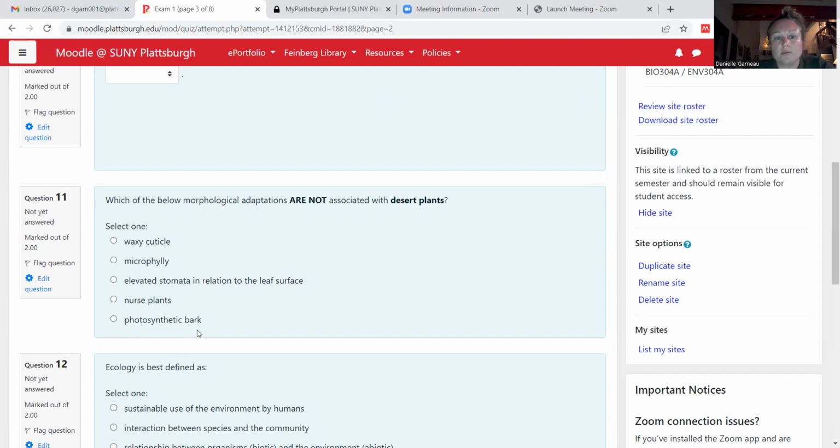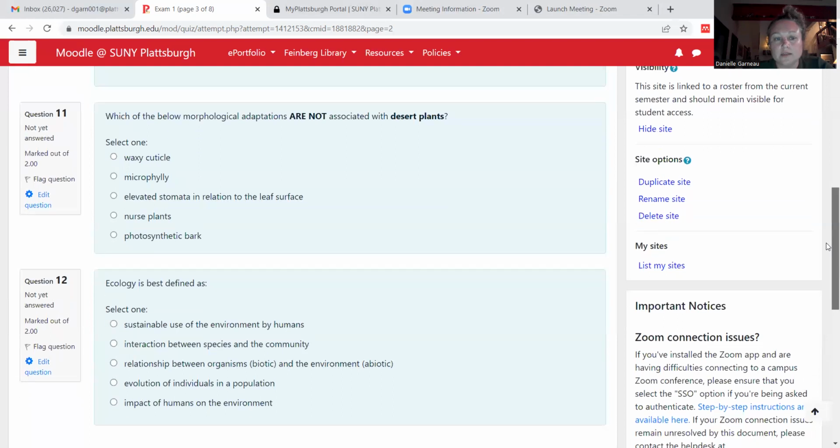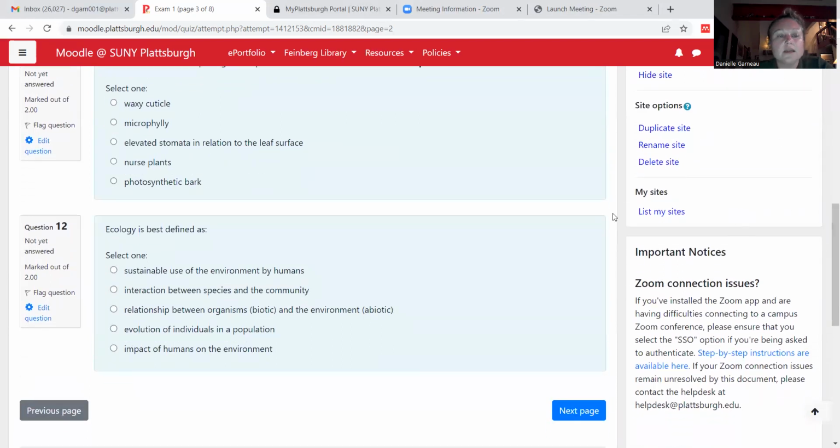And then photosynthetic bark. So speaking of Palo Verde, those would be trees that have chlorophyll within their bark, because they could potentially lose leaves if things got too tough. So elevated stomates is the one that we would say is not associated with a desert plant. That would be counterintuitive. It's sunken stomates that they have.